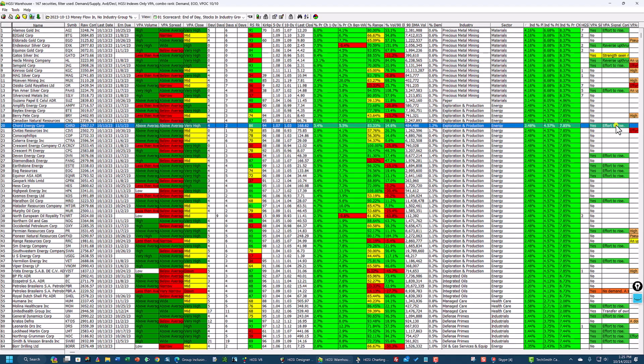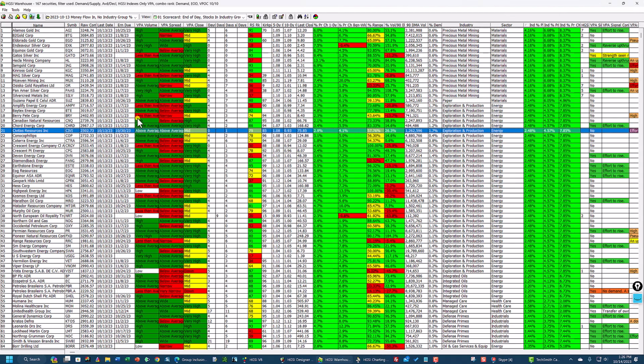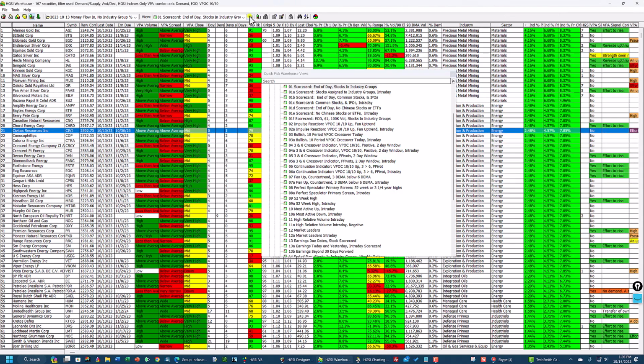Let's go down to exploration and production. This signal is 5 days old on the 3 crossing the 6, and 3 days old on the VPOC with a RS of 86, Kirkpatrick 94. Let's take a look at it. Expensive and way too choppy. So let me narrow this list down in a hurry.